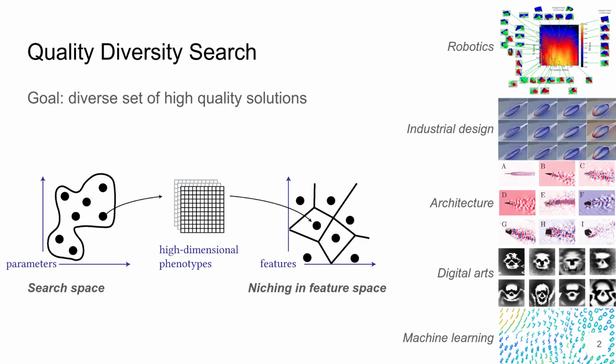Quality diversity search, as most of you will know, has the goal of providing us with a diverse set of high-quality solutions that can be used in robotics, industrial design, architecture, digital arts, machine learning, planning, and many other domains. The general idea is that we separate the search space, that is usually defined by a manually encoded parameter set, and a niching space, which is defined by a small number of features that are calculated based on high-dimensional phenotypes. So we decode a parameter tuple into something like a large image or a robot trajectory or anything else. By separating search space and niching space, we can indirectly search a phenotypic space and find a diverse set of high-quality solutions.